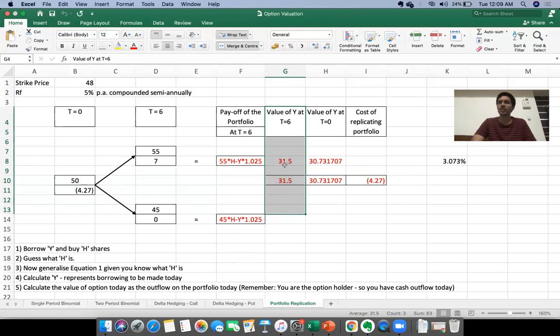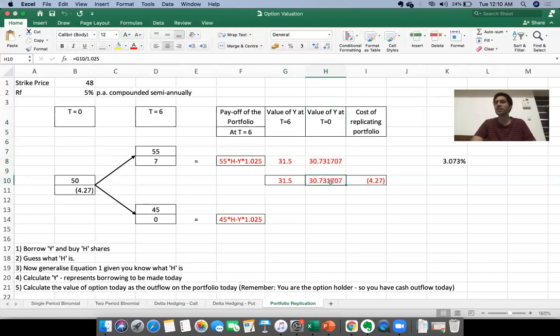Obviously, when there are cash flows which are equal at t equal to 6, the present value of those cash flows at t equal to 0 will also be the same, right? The present value of 31.5 is equal to 30.73 under the portfolio replication approach. This 30.73 is nothing but the amount of borrowings that you have to make today at t equal to 0. 31.5 was principal plus interest. When you discount the principal plus interest with the discount rate, what you get at t equal to 0 is the principal amount itself, right?